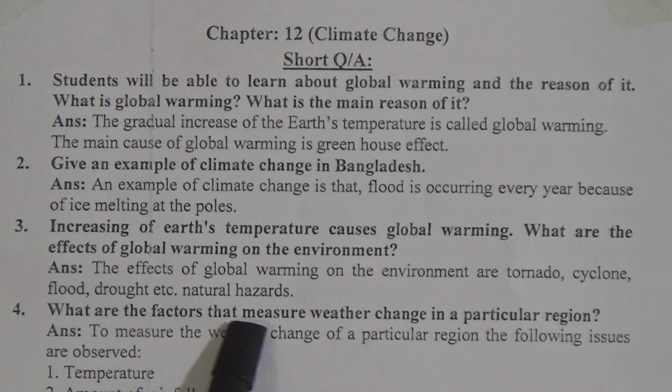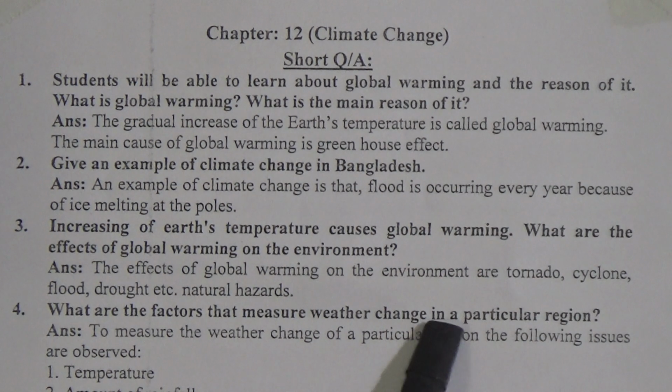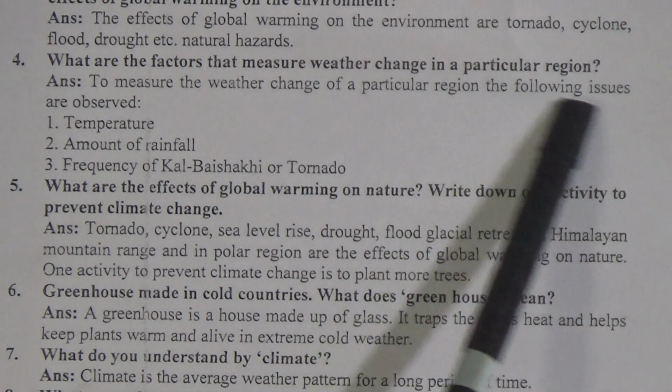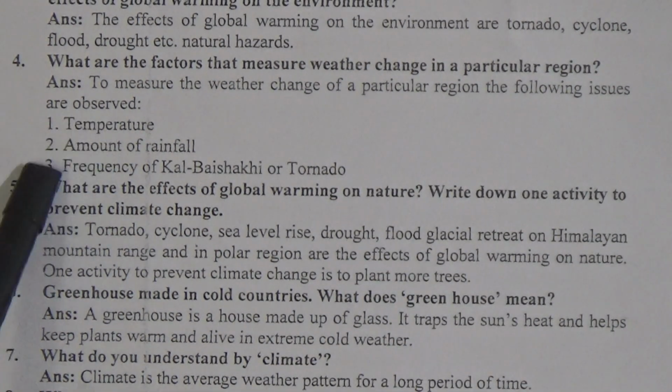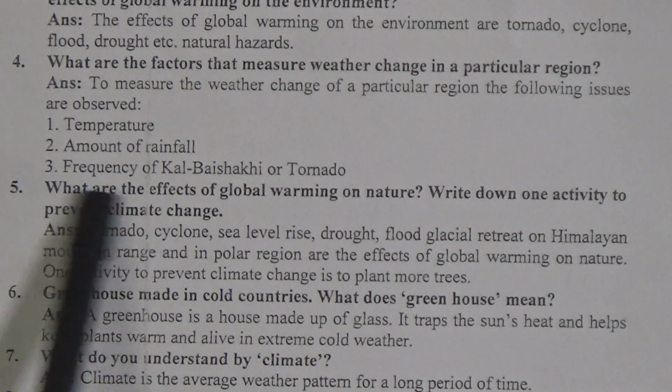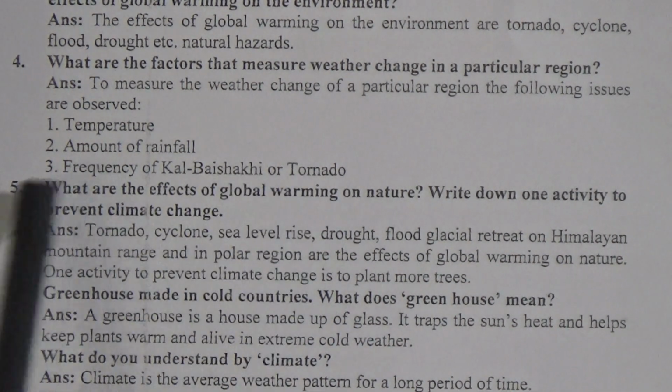Come to the next one. What are the factors that measure weather change in a particular region? The answer is to measure the weather change of a particular region, the following issues are observed. First one, temperature. Second one, amount of rainfall. Third one, frequency of Kalbaishakhi and tornado.